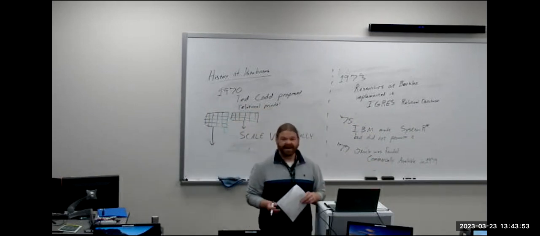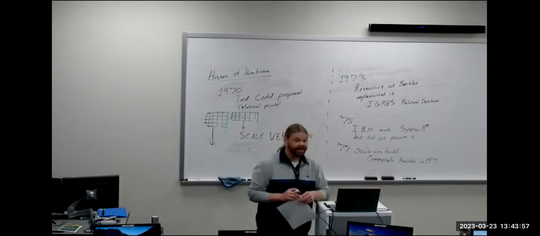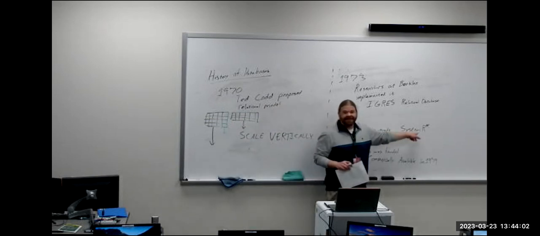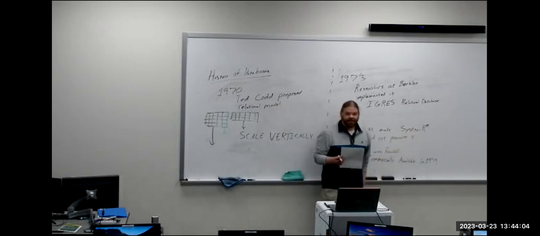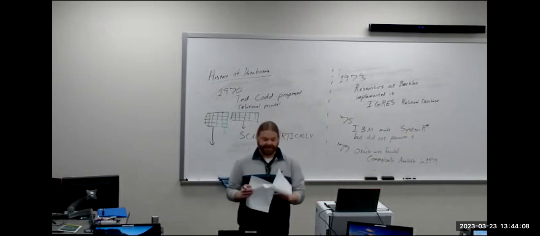At the end of 1982, like November, December, IBM finally tried to release the commercial product. They did some updates and tried to release an updated version of this thing. But by that point, Oracle was firmly established as sort of the king.